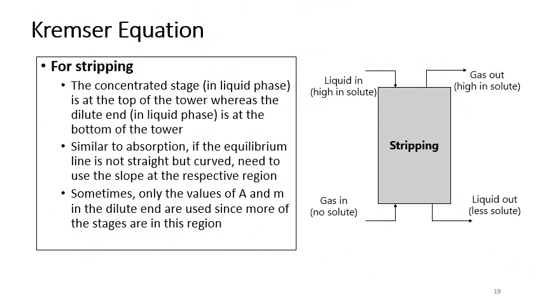You can apply the same concept for stripping. For stripping, the solute is in the liquid phase, so the top of the tower is where you have the concentrated stage. This is your concentrated area, and the gas outlet would be high in solute as well. The gas in is the stripping gas, so there is no solute in it, and the liquid outlet would contain less solute. So the bottom of the tower would be the dilute end. Similar to absorption, if the equilibrium line is not straight, you need to find the slope at the respective region. Same thing.